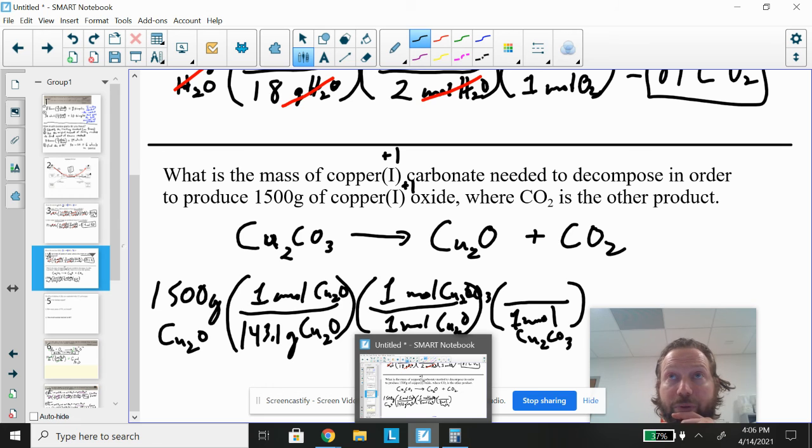So copper is 63.55 times 2, which would be 127.1, plus 12 from the carbon, which would be 139.1, and then plus 16 times 3, which is 48. So that's 139.1 plus 48, which would be, oh my goodness, 187.1.